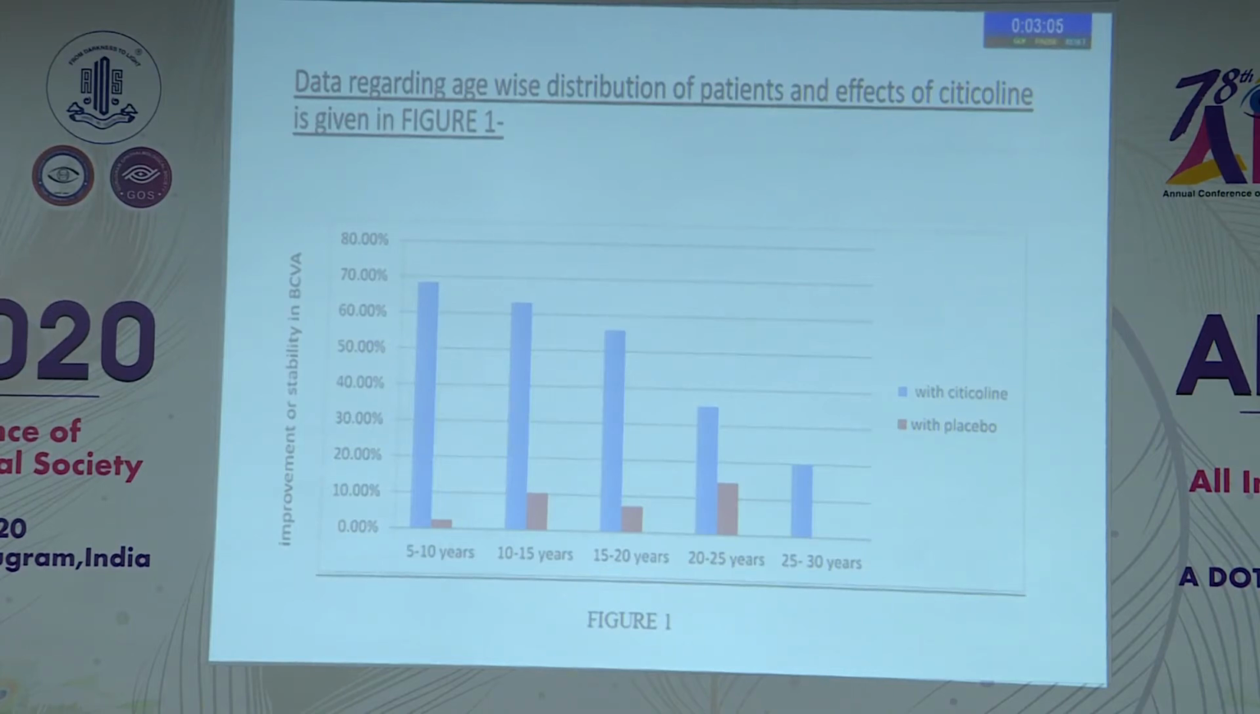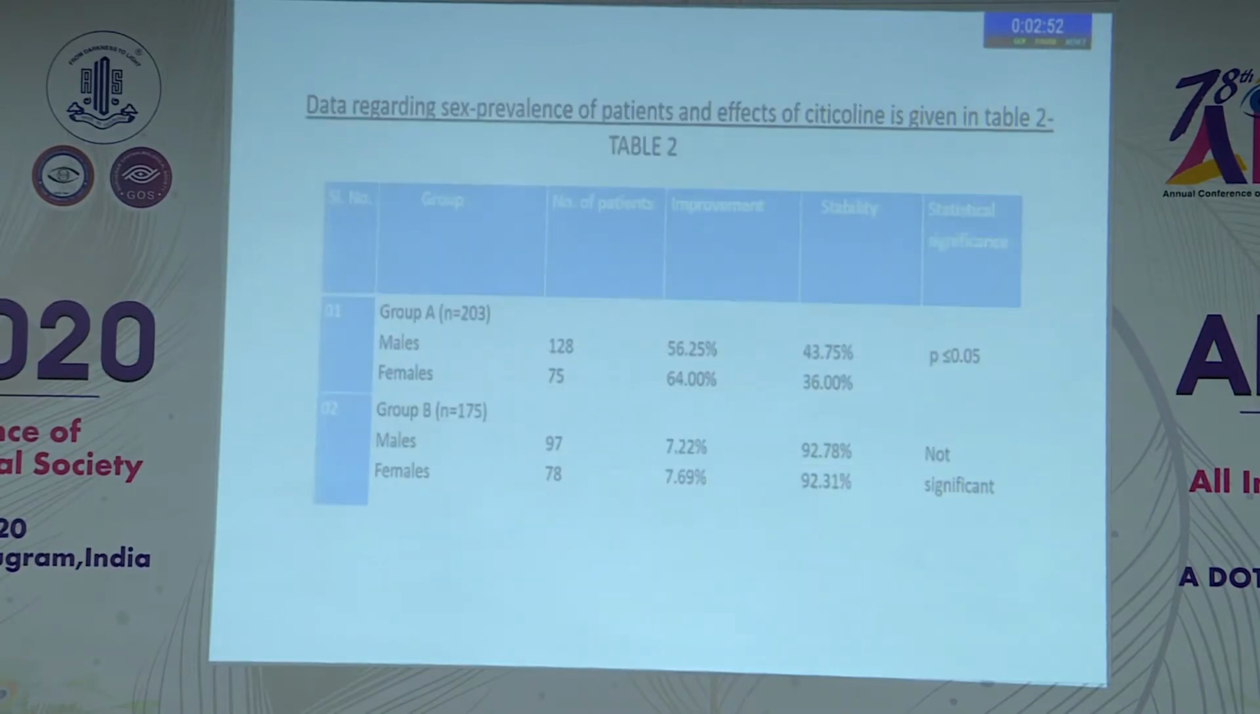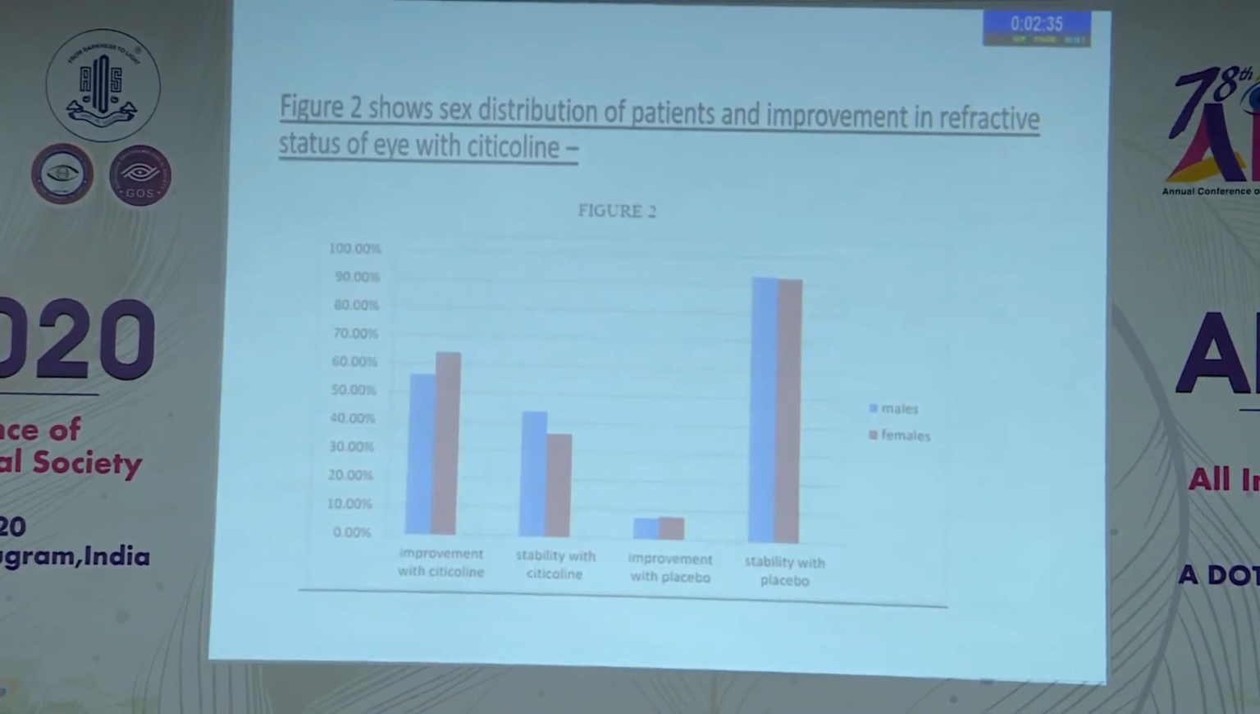In this figure, we can see the maximum effect of citicoline was seen in the age group of 5 to 10 years, where around 68.42% of my patients showed improvement or arrest of myopia. This is the data regarding sex prevalence of patients and effects of citicoline. In this, Group 1 patients were given citicoline and Group 2 were kept on placebo. In Group 1 patients, we can see that females had a better visual acuity outcome than males, that was 64%. This is the figure showing the same.